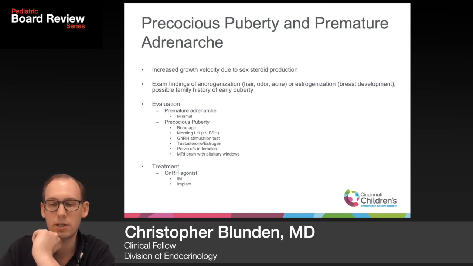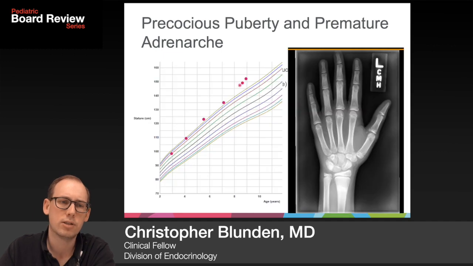And treatment for this condition, again, is usually undertaken by an endocrinologist, but you should know that a GnRH agonist, either intramuscular or an implant, Supprelin is the brand name of that particular treatment, is used to suppress puberty in these conditions. So this would be an example of a child who had undergone an early puberty.